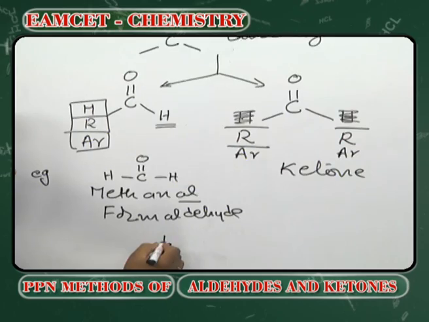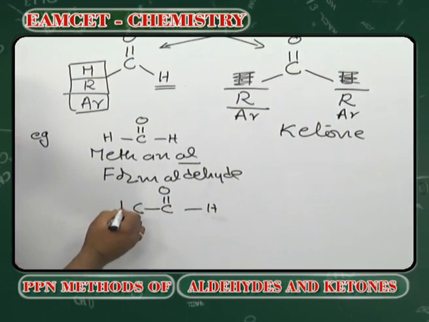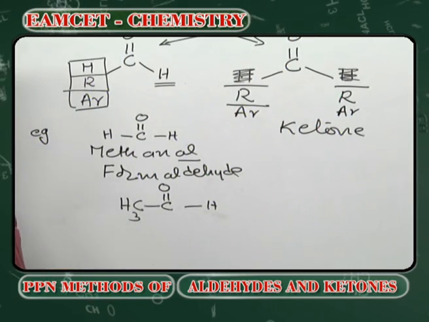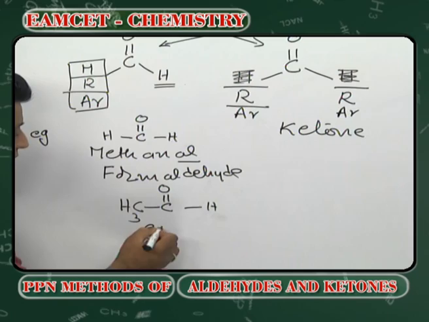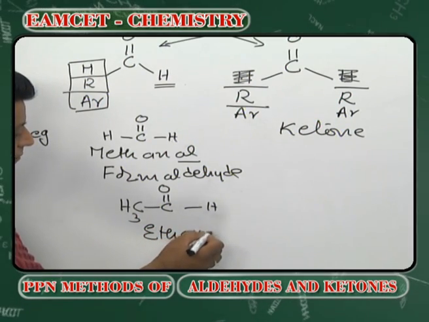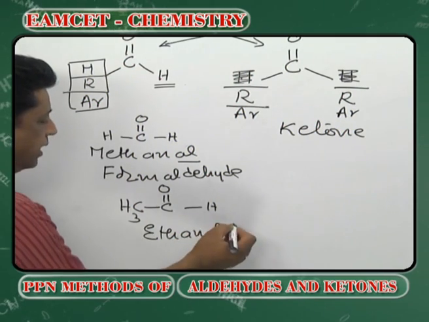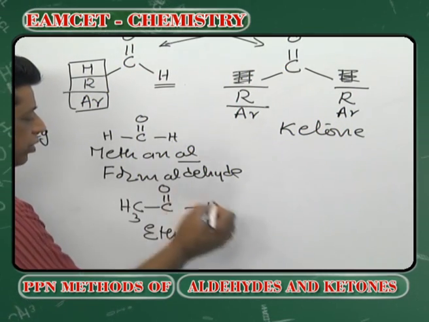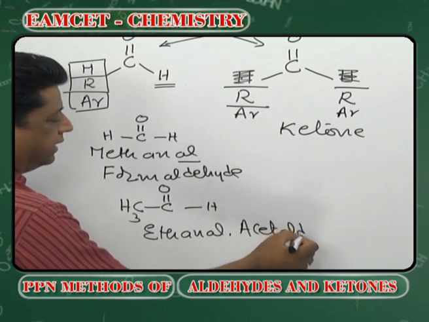A carbonyl compound containing hydrogen on one side and the smallest alkyl group, let us take one carbon, on the other side, is called a two carbon aldehyde, known as ethanal. Ethanal is also known as acet. This CH3CO is known as acet. Therefore, it is known as acetaldehyde.